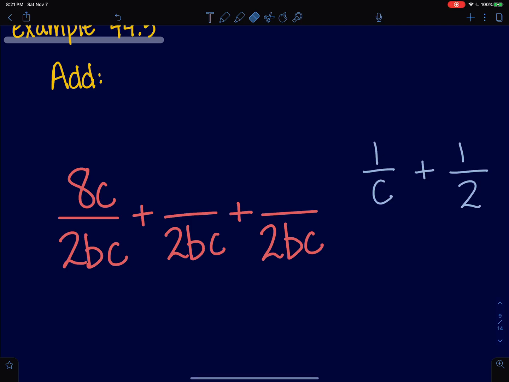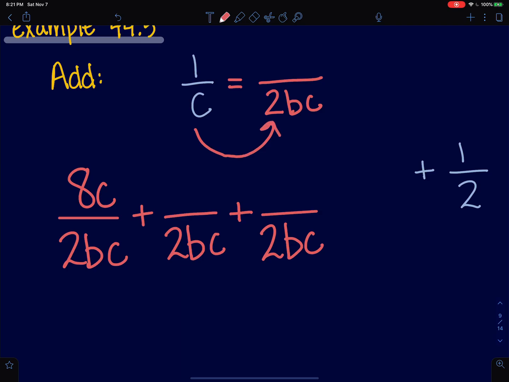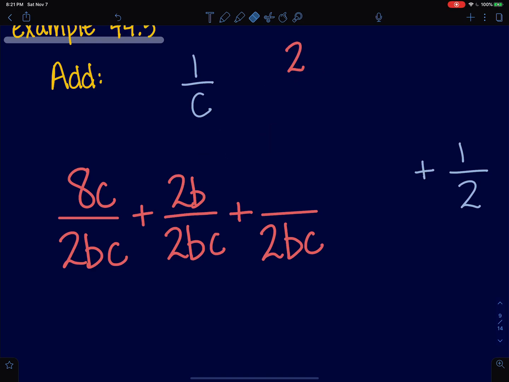What about the second fraction? Let's take this one up here. How do I get this to equal something where the bottom is 2bc? What did I have to multiply? So it looks like I had to multiply c by 2 and a b. So that means I have to multiply the top by 2b, and that's just going to be a 2b on the top because there's just a 1 there. So that one was easy peasy, right? Easy peasy lemon squeezy, not too bad. I can get rid of that now.